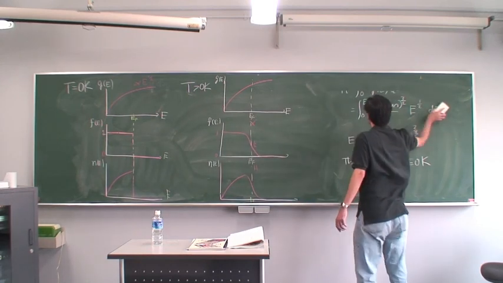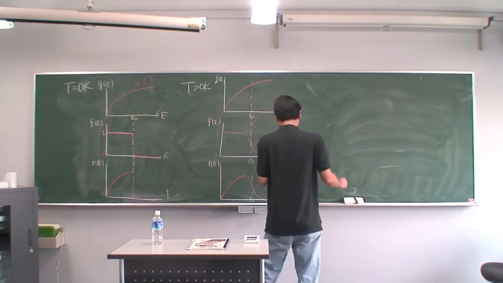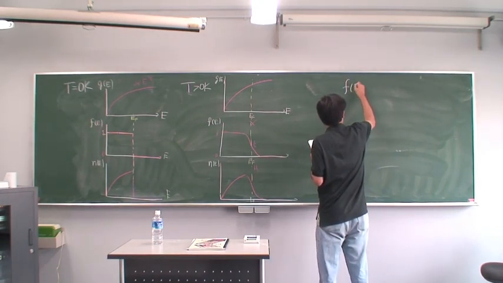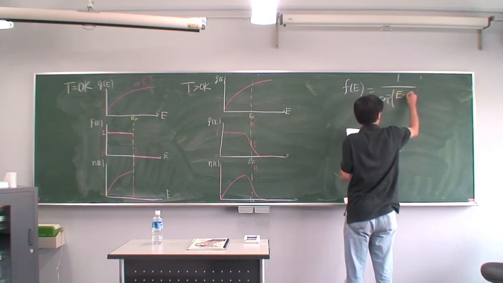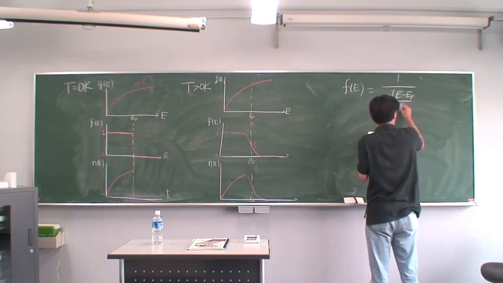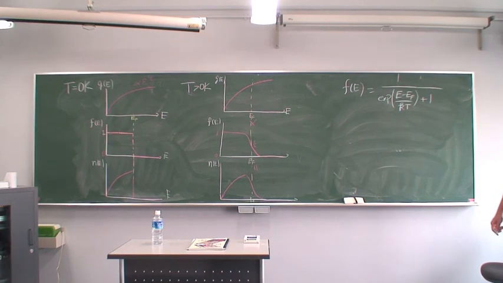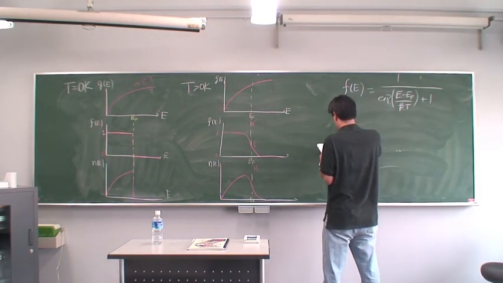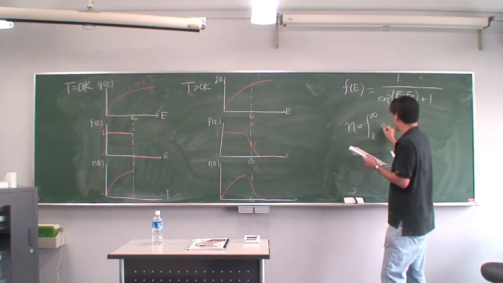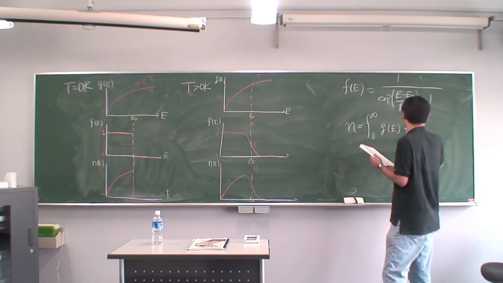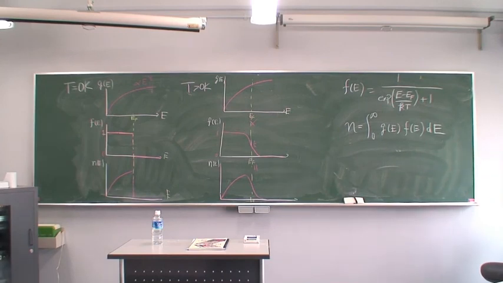And to make the story complete, the Fermi-Dirac function is given by one over exponential of (E minus EF) over kT, plus 1. So that's the Fermi-Dirac function. It just gives you the probability of finding an electron. This one here. And finally, this is the equation for finding concentrations.